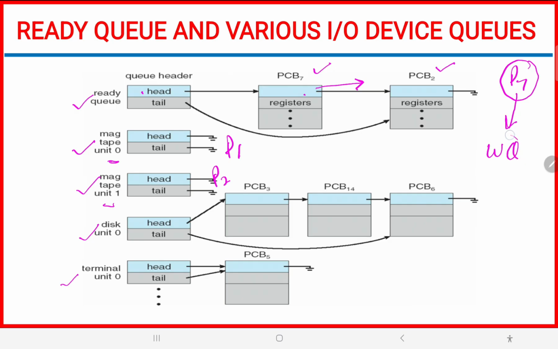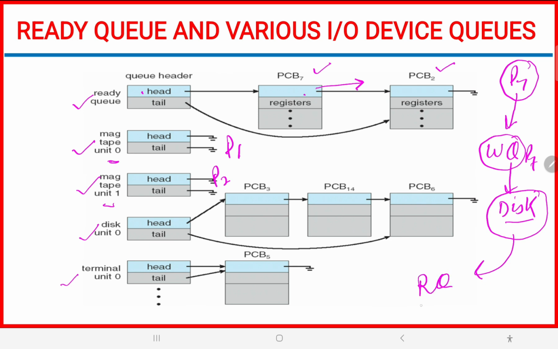Once it is in the waiting queue, it is looking for the disk. If the disk is available, if the disk is free, then this process, that is P7, will get access to the disk. It will do whatever task it was supposed to do with the help of the disk. Once that task is done, this process is again brought back into the ready queue. This time it is at the end of the ready queue, because earlier there were some processes in this scenario. If we see, PCB 2 was already over there.